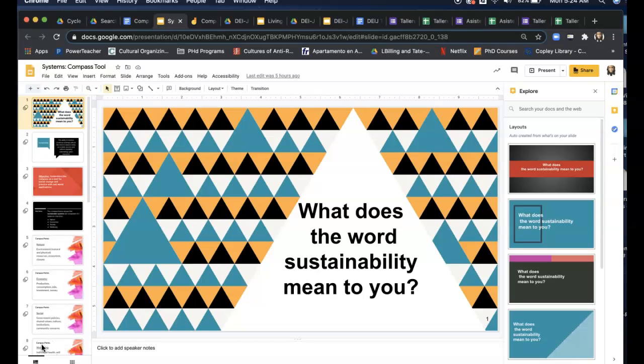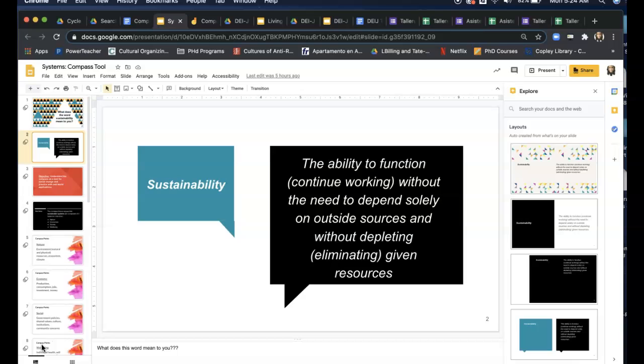And so the first lesson can begin however works best for you and your class. Have them write it in the chat, have them come off mute and share. But the warm up is just having them think about this concept and this word sustainability. I might have kids just write something in the chat. It's really up to you. And then you're going to give them this definition.